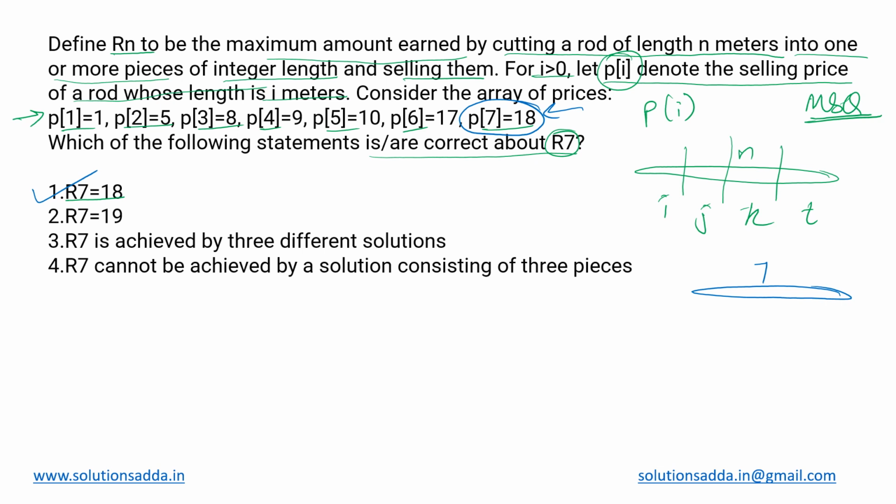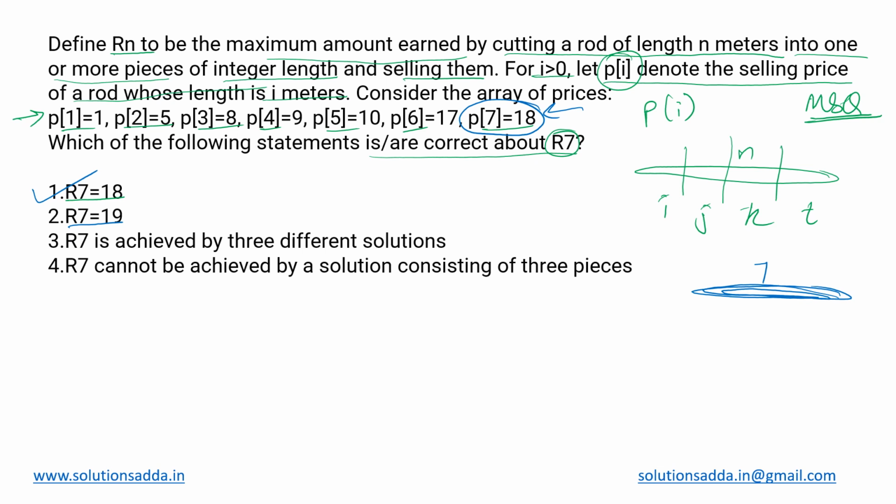Now coming to the next, R7 equal to 19. Now let us check out, is there any other way in which we can sell this rod and obtain a higher profit? We saw that if we sell it without cutting, if the whole rod is sold as itself, then we get a profit of 18. Now let us see if we can cut it out and then sell. Now what are the different combinations in which we can cut it?